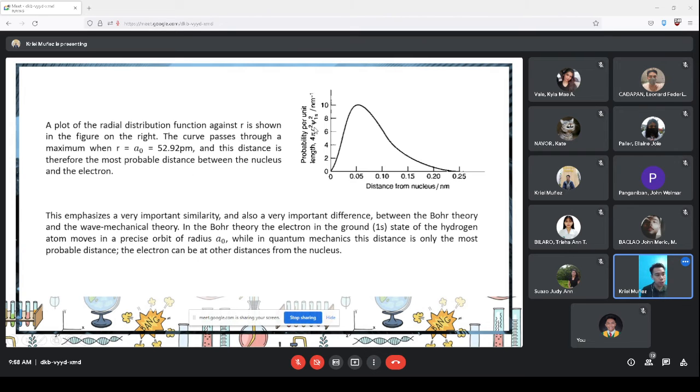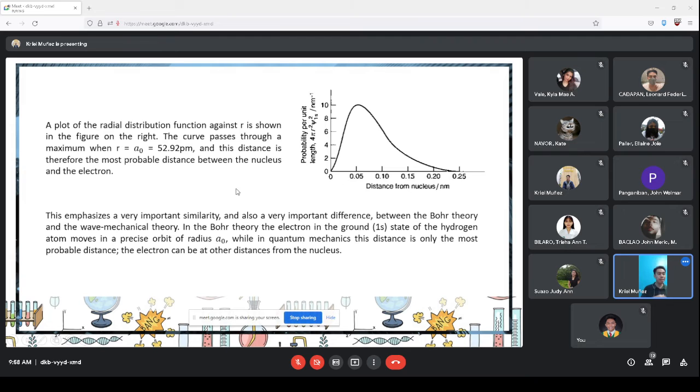As you can see, class, our probability per unit length, our 4 pi r squared psi squared, versus our distance from the nucleus, in nanometers, you would see that we have a curve. So it means it is allowed, not just a single value, it is allowed to stay anywhere within these regions.